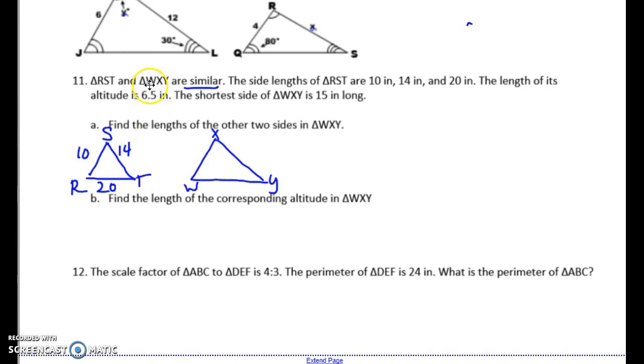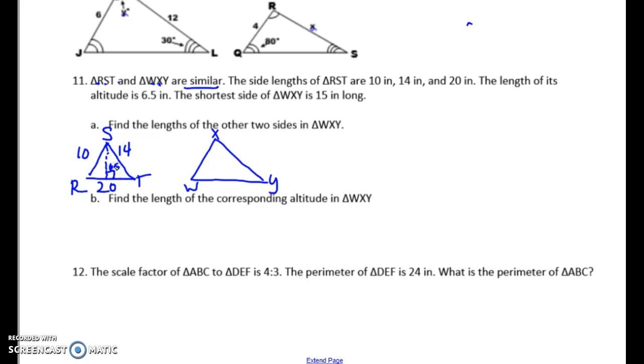And I know because of their names that W has to correspond to R, because W and R are first. X has to correspond to S because it was second. And Y has to correspond to T because it was named third. Okay? And then it says the length of the RST altitude, and the altitude is just that line that drops down here, and it's 6.5.